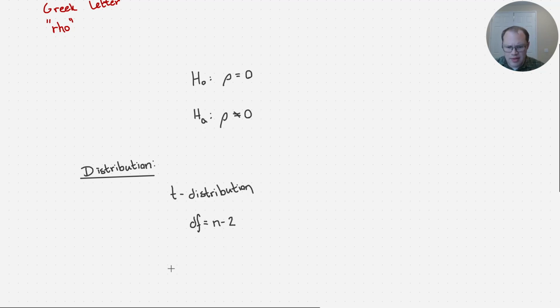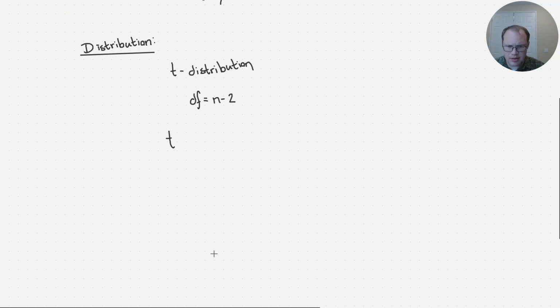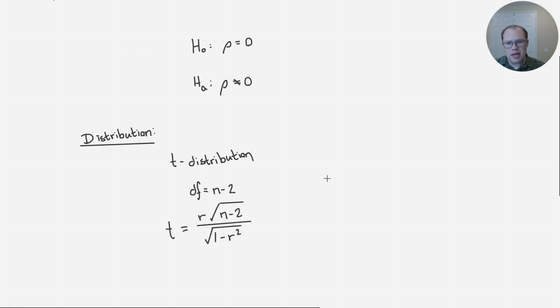Okay? And then our test statistic is going to be t equals our sample correlation coefficient r times the square root of n-2 over the square root of 1 minus r squared. That's going to give us our t-score. Okay. Notice that because the alternative hypothesis uses a not equal to symbol, when we're testing the correlation coefficient for a population, we are always going to be doing a two-tailed test.